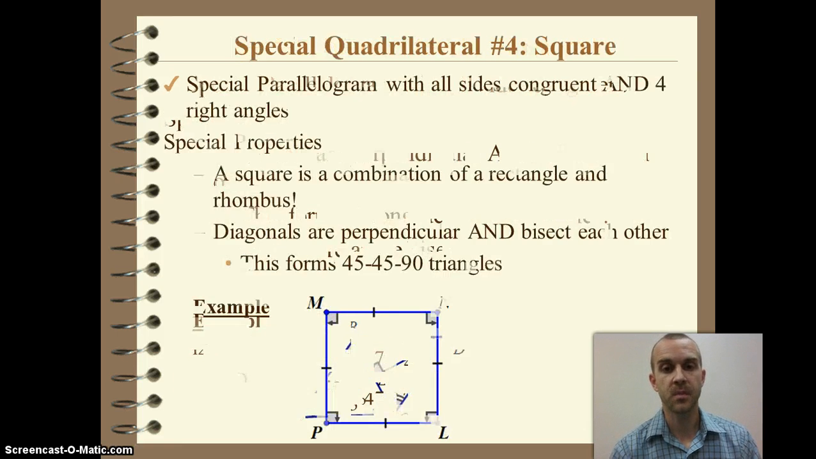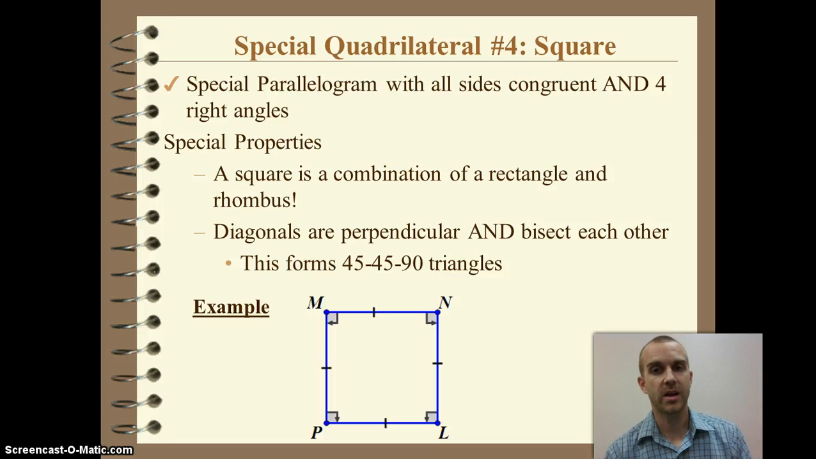triangles. Now, the fourth special quadrilateral we'll talk about is the square. It's a special parallelogram in which all sides are congruent and it has four right angles. By having those two features, we know that a square is a combination of both a rectangle and a rhombus. So any feature of a rectangle and a rhombus are both true for the square. That's why you have all sides congruent, and the diagonals will be perpendicular, bisect each other, and form the angle bisectors.